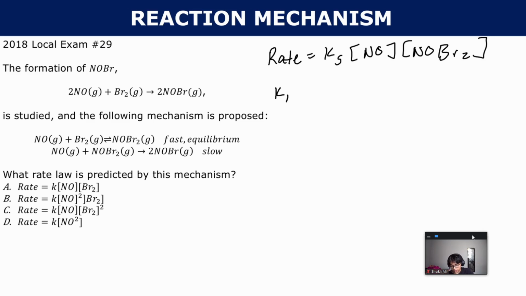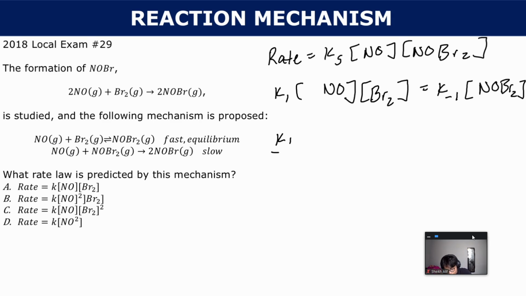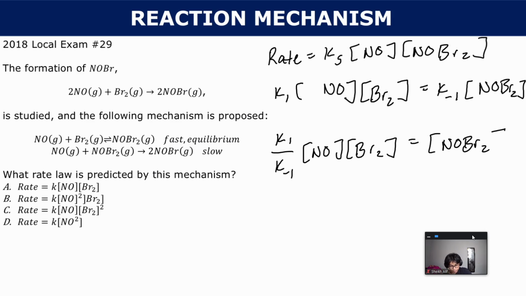So K1, this is going to be the rate of our forward reaction. So that's going to be NO times Br2. That's going to equal the rate of the reverse reaction. So K minus 1 times NOBr2. And if we solve for NOBr2, we get K1 over K minus 1 times NO times Br2. And that's going to equal the concentration of NOBr2.